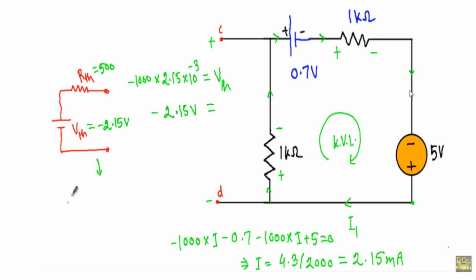This implies that if I redraw the circuit, our circuit will look like this. The negative terminal will be in upward direction and the positive terminal will be in downward direction. This is 500 ohm resistor and this is a voltage source of 2.15 volt. So I can replace this entire circuit with its equivalent circuit in the original circuit.